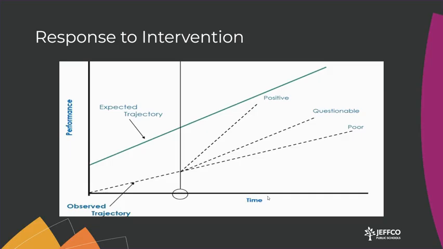Here are examples of how a student might respond to interventions. If the expected trajectory is the green line, a positive response to intervention would show that the gap is actually closing. A questionable response to intervention might be that the line is staying relatively parallel or closing at a very slow rate. A poor response to intervention is when the line is parallel or even moving away from the expected trajectory, so the gap is widening.